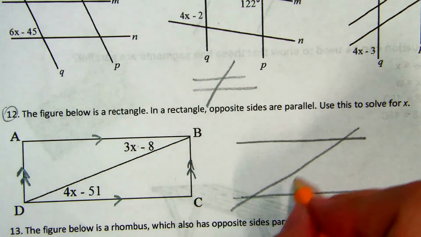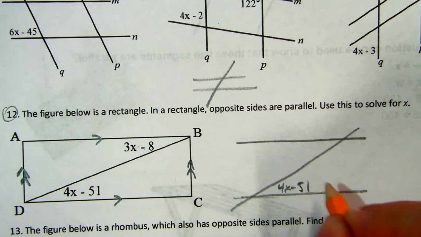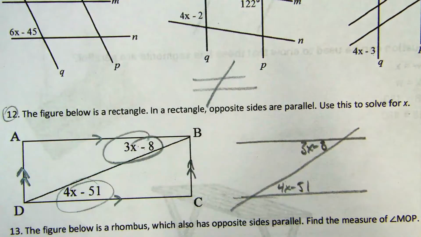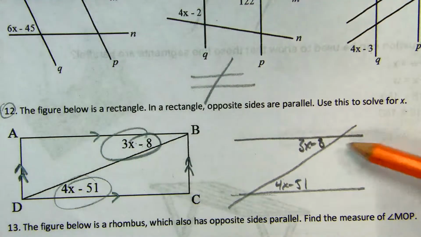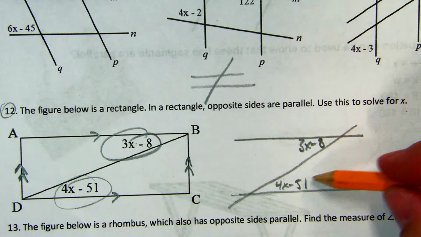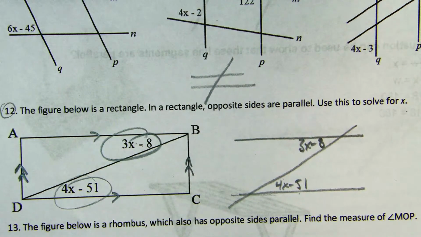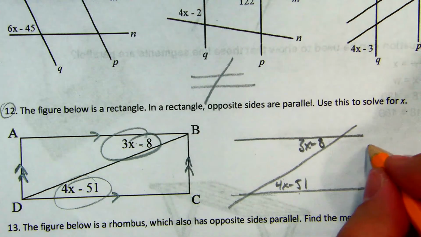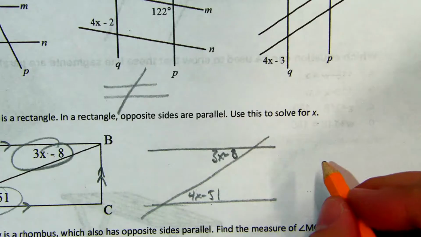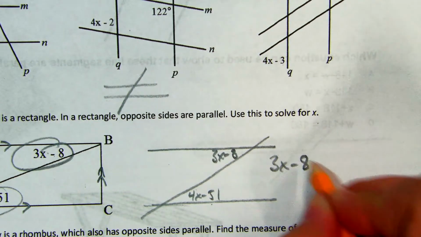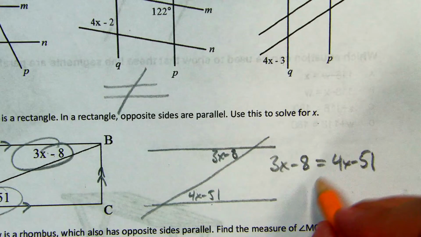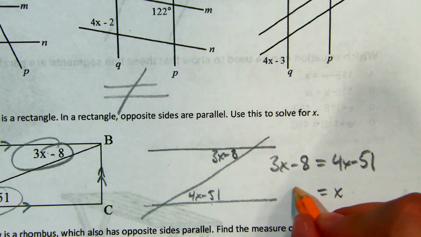Now I'm going to write in what I know. I know this is 4x minus 51. That's this one. This is 3x minus 8. Right? That's this one. Now when I look at this situation over here, it's pretty straightforward. This is an acute angle, and this is an acute angle. So those two acute angles are going to have to be congruent. Alternatively, they are alternate interior angles. So alternate interior angles are congruent. So I can write my equation. 3x minus 8 has to be equal to 4x minus 51. And do some algebra, and you should get x equals 42.